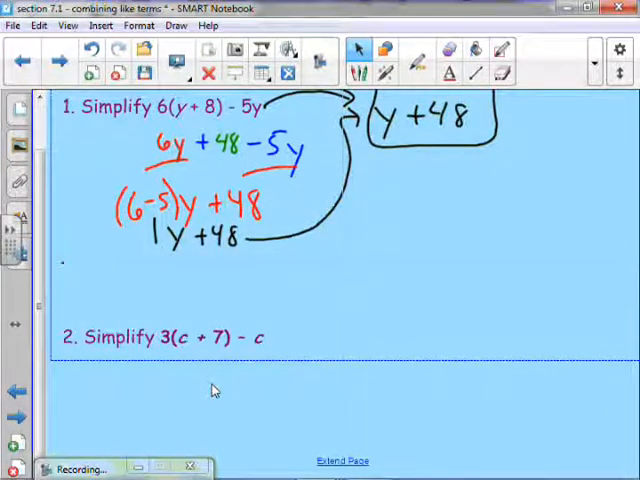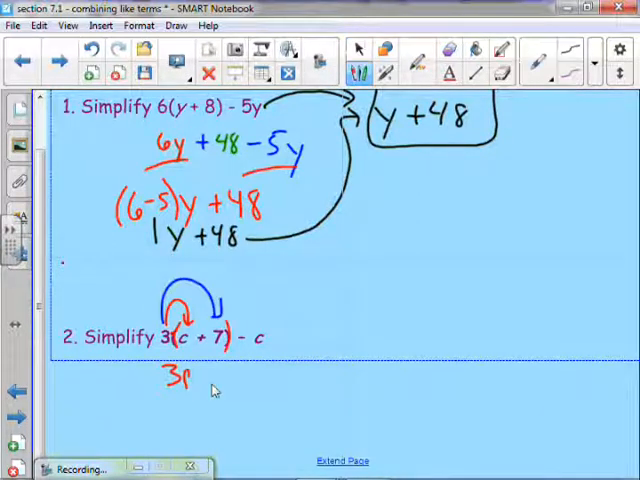Okay. So I see I have parentheses and some number that's being multiplied by those things in parentheses, so that tells me I'm going to use my distributive property. I have 3 times c, and separately I have 3 times 7, which gives me 21. And I know that I have this plus sign here that just drops down. So I have 3c plus 21.